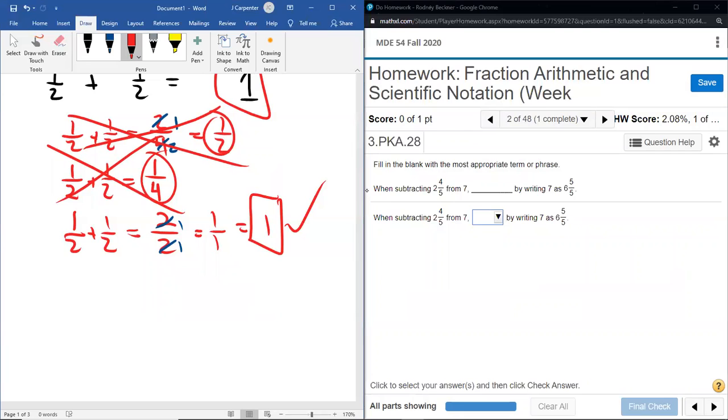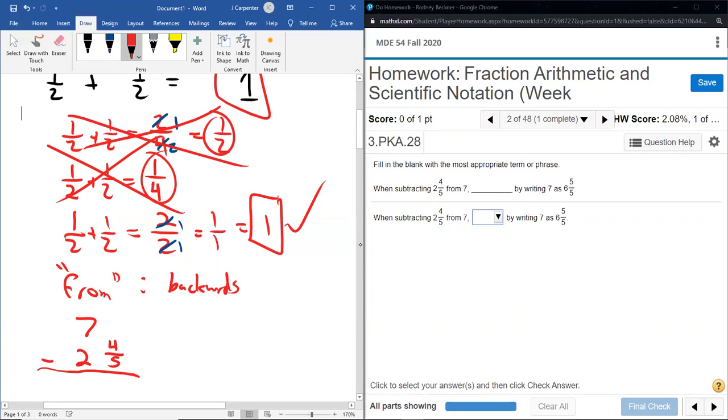The word from means backwards. I'm pretty sure I've mentioned that either in this course or in Math 154. From is going to do the order backwards. So we're not going to do 2 4/5 minus 7. We're going to do 7 minus 2 4/5. And this is how you would set it up. You line up the wholes and you line up the fractions. Now, the 7 doesn't have a fraction, which might be okay in some instances.